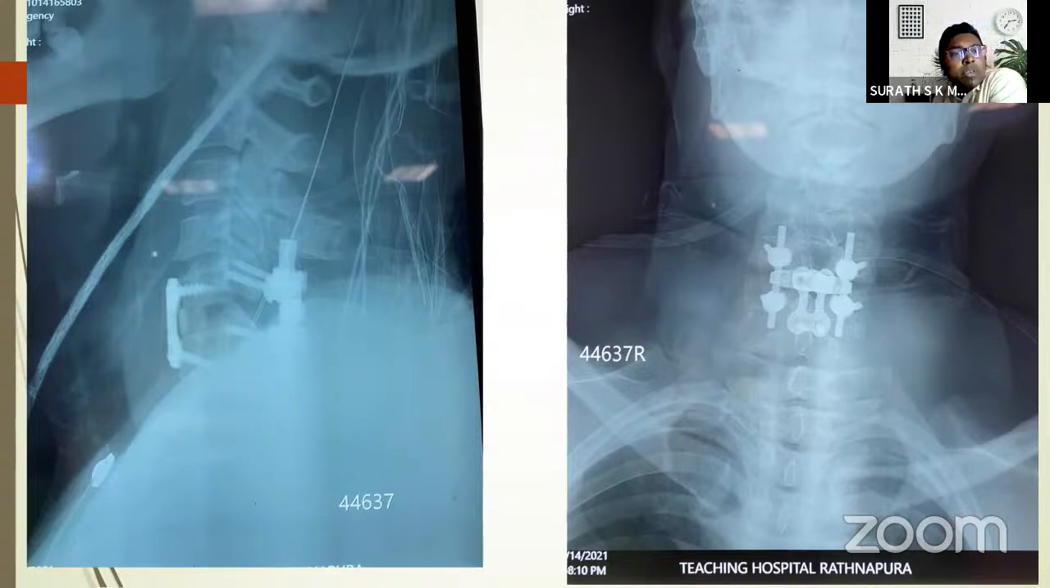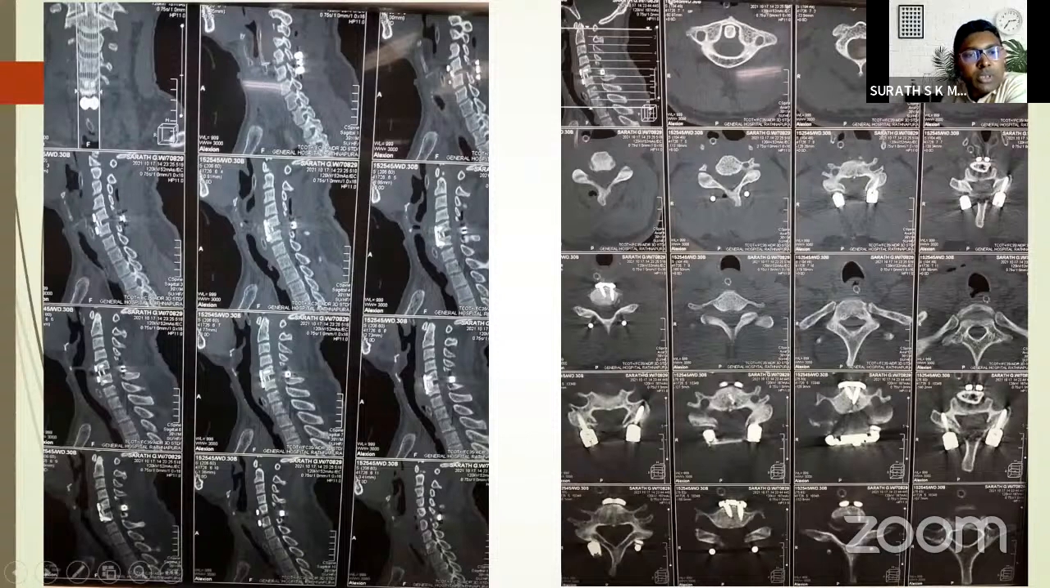I think fibular graft is better than that, according to my experience. So I used that and then turned the patient and did the posterior. So we got a good reduction in the alignment. Is the post-op CT, right?